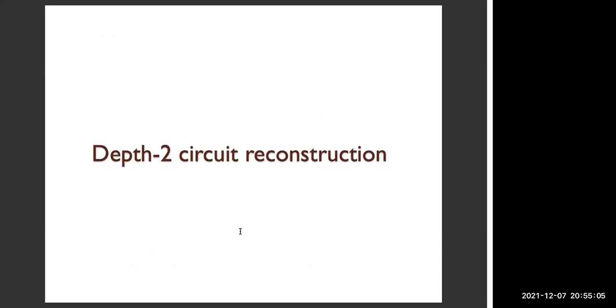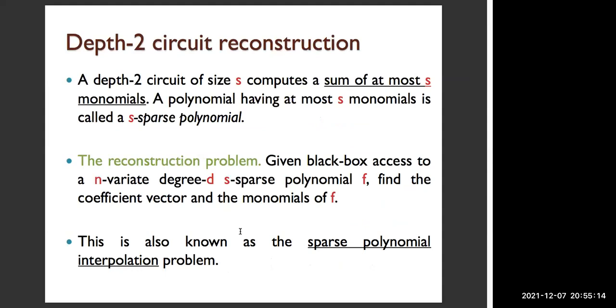Okay. So with this, let me start depth 2 reconstruction. It's a very widely studied problem. People are still studying it in certain contexts. So what's a depth 2 circuit? A depth 2 circuit of size s computes a sum of at most s monomials. Such a polynomial is called a sparse polynomial. The corresponding reconstruction problem is obvious: you're given black box access to an n-variate degree d sparse polynomial f, and you want to find its dense representation, its coefficients and monomials. This problem is also known as the sparse polynomial interpolation problem.